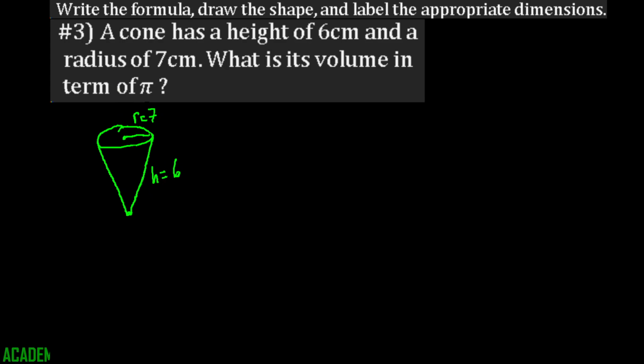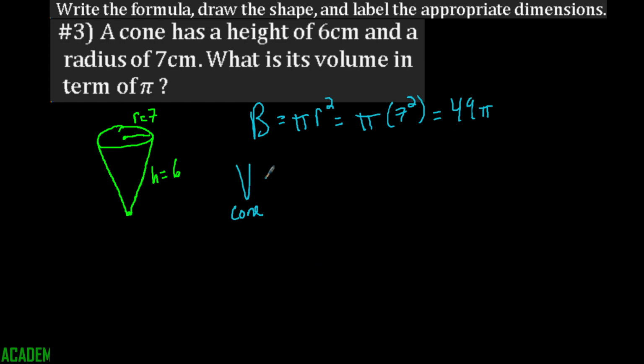So now, same setup, we're going to find the area of the base. Big B is equal to pi times the radius squared, which is pi times 7 squared, which is equal to 49 times pi. So that's our area of base. And the volume of a cone this time is equal to the area of the base times the height divided by 3. So make sure you're seeing the cone and cylinder difference, because the cone is the cylinder formula divided by 3.